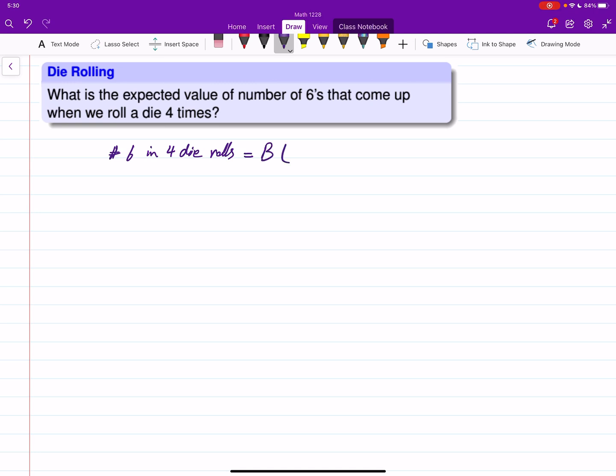How many times we are repeating the experiment, or the number of trials, is 4. What is the probability that you get 6 when you roll a die? It's 1 over 6. Then the expected value, E of B(4, 1/6), which is basically what this question is asking, the expected value of the number of 6s that comes up in 4 rolls, is going to be 4 times 1 over 6. This is just 4 over 6. This is 2 over 3.